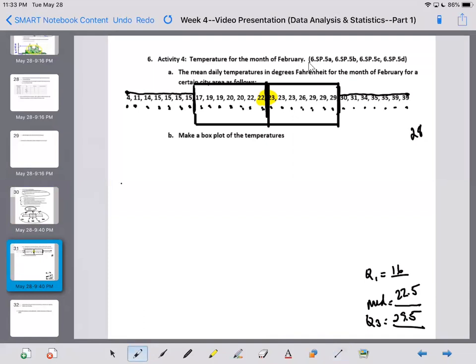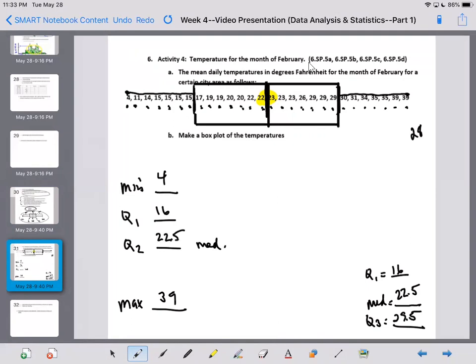So the minimum is 4. The maximum is 39. The quartile 1, so the first 25%, is represented from 4 to 16. So 16 is our first quartile. Q2, also known as your median, is at 22 and a half. And Q3, which is another median, is going to be at 29 and a half. So these are your medians of your data set.